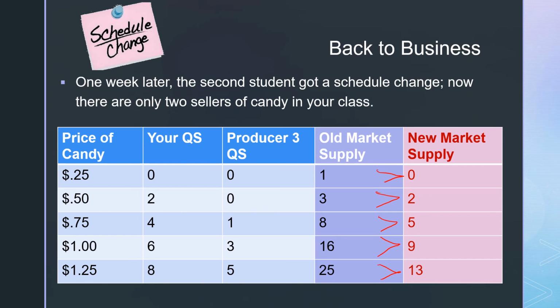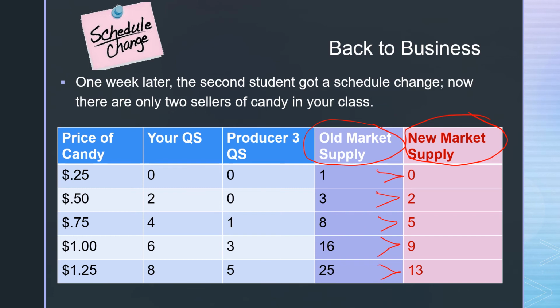You see, the old market supply is shown right here, and this is our new market supply. Before, we used to have 1 candy bar for sale, because remember, student number 2 was willing to sell a candy bar at 25 cents. But now it's just you and producer number 3, and neither one of y'all is selling at 25 cents. So now there are no candy bars for sale for 25 cents anymore.